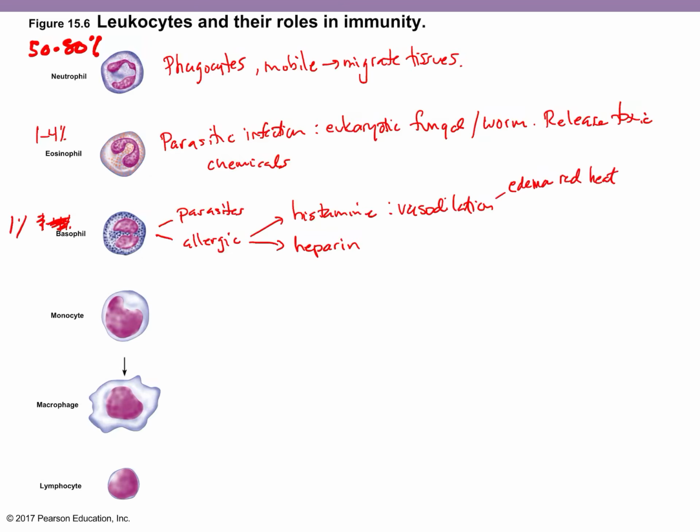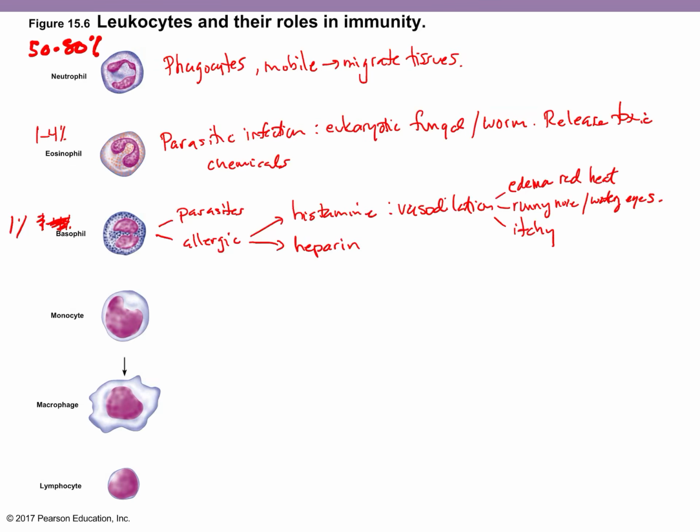Histamine is a vasodilator, so it's going to open up your blood vessels. That can cause edema or swelling. That can cause the redness. That can cause the heat, because your blood vessels are opening up. And then it also can cause runny nose, right? That extra fluid, runny nose, watery eyes, all miserable symptoms. And that's due to histamine. Histamine also causes itchiness, which is not in the outline, but it does cause itchiness.